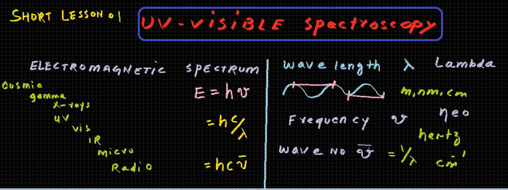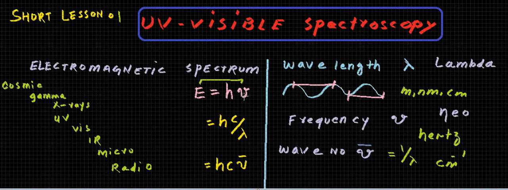And they are related to each other with Planck's equation: E, that is energy, equals h, which is Planck's constant, into nu, which is frequency. So we can say the energy of these electromagnetic radiations is directly proportional to frequency. Higher the frequency, higher will be the energy.